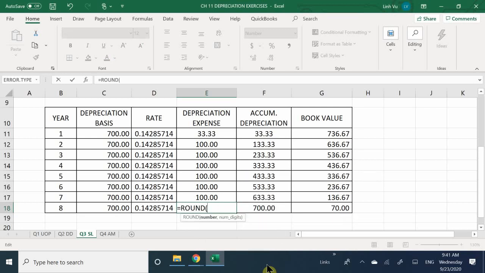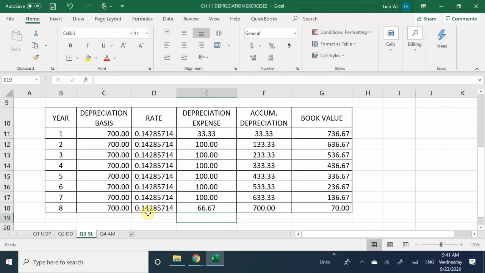Right? So here, equal round. We're going to multiply 8 months and divide that by 12, comma, 2, and end my parentheses. So I should get 66.67. And if I were to extend it, it would show zeros after this, okay? So know that when you plug in your formula and you use the equal round, it stops at the second decimal point. Okay?